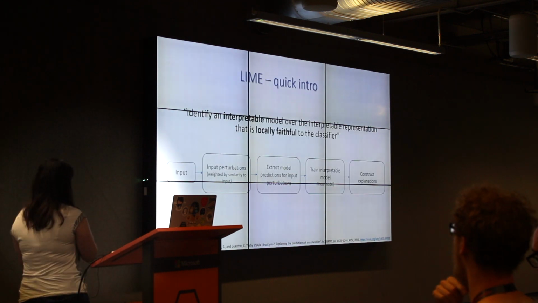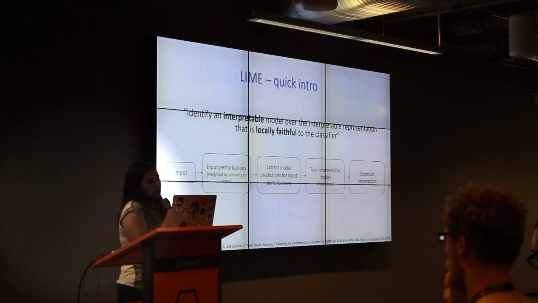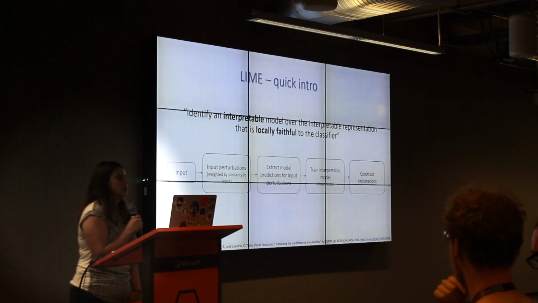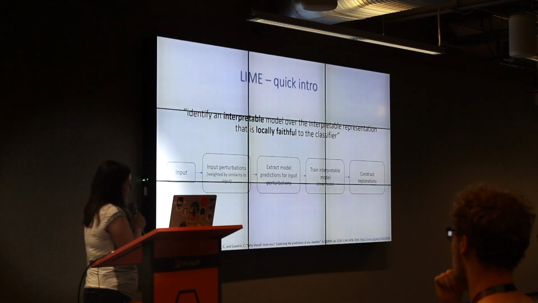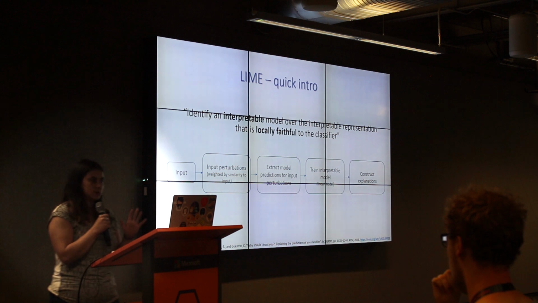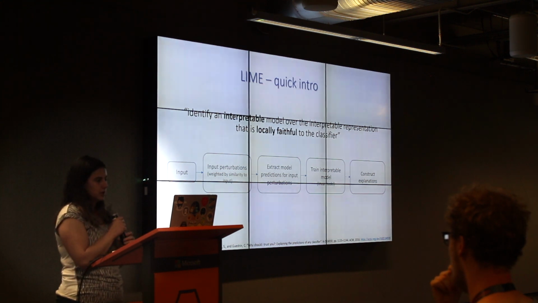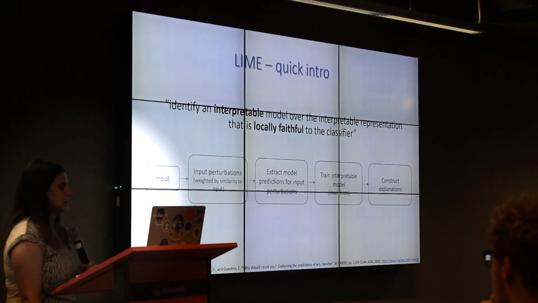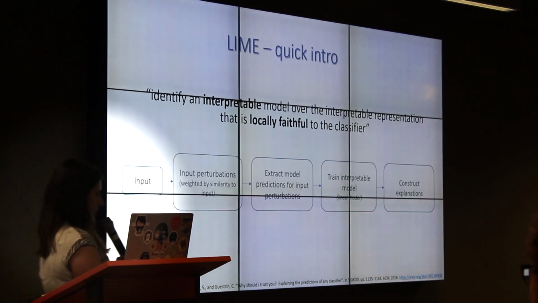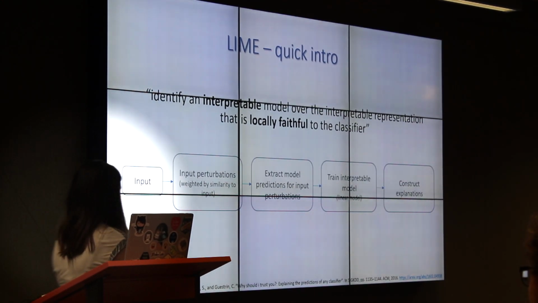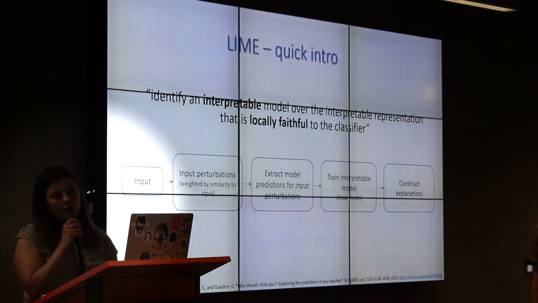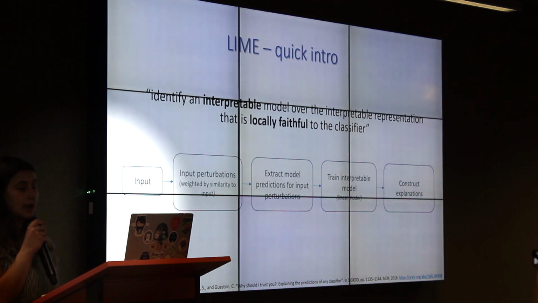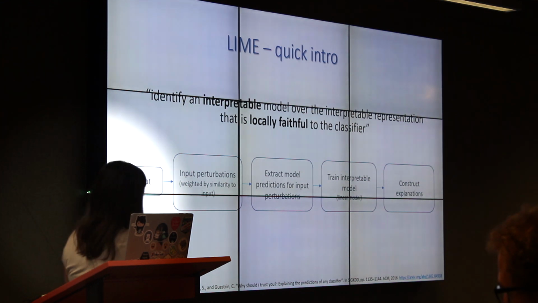So, what is LIME? LIME stands for Locally Interpretable Model-agnostic Explanations. So the goal of LIME is to identify an interpretable model over the interpretable representation that is locally faithful to the classifier. And God, that's a mouthful, right? A lot is happening. So let's break down what this technique actually does, and then hopefully you'll be able to very quickly see the pros and cons of this particular method.